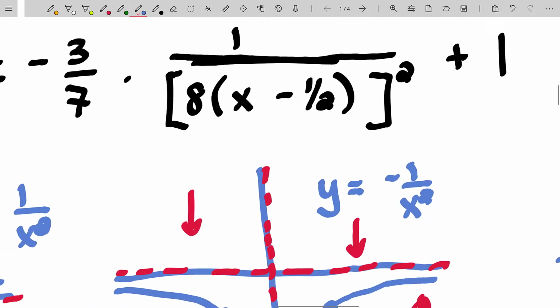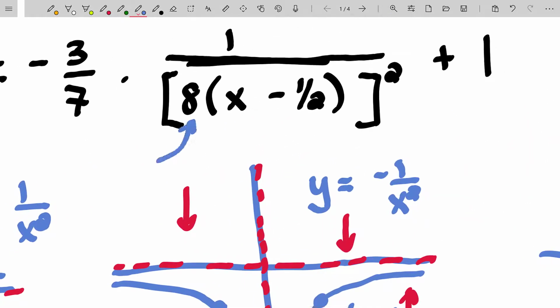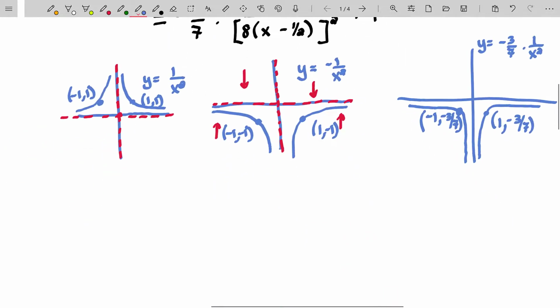But the reality is, when you have a coefficient on x, other than 1 that is, it causes either a stretch horizontally or a compression horizontally. If that coefficient is greater than 1 in magnitude, then it will cause a compression horizontally by a factor of 1 over that coefficient, in this case by 1/8, which just means I'm going to multiply all the x values by 1/8. So let's go ahead and do that.